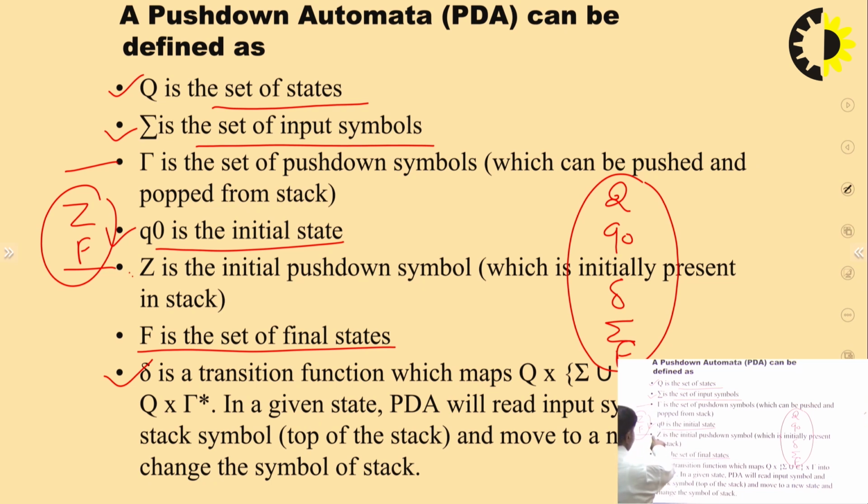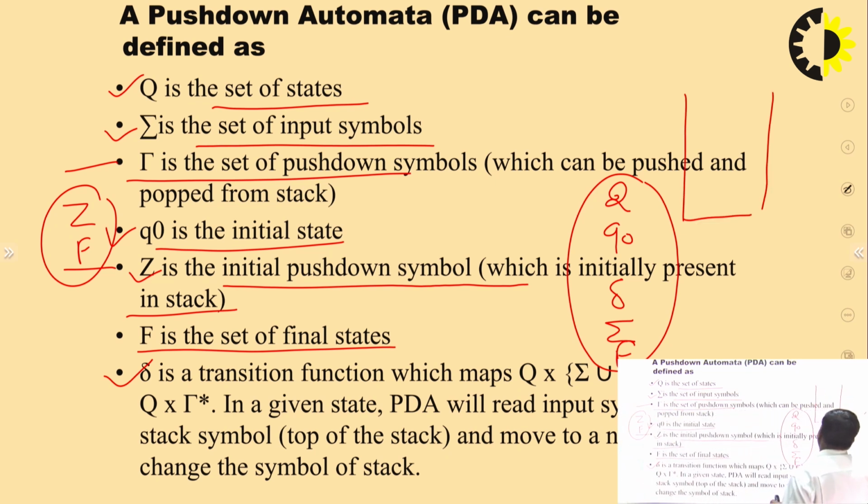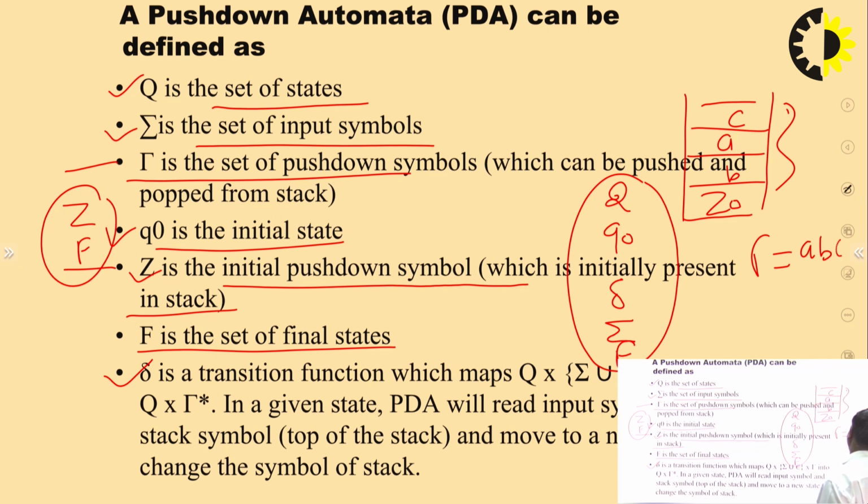Now, Z naught is the initial symbol of the pushdown automata, and in the initial state the stack is empty. And what is the tau? Tau is the input symbol of the stack. Suppose that this is our stack, and this is your Z naught, and in the stack A, B, C; these are known as tau. Tau is the input symbols of the stack, and the initial symbol of the stack is known as Z naught. So, these are the total 7 symbols by which pushdown automata are defined.